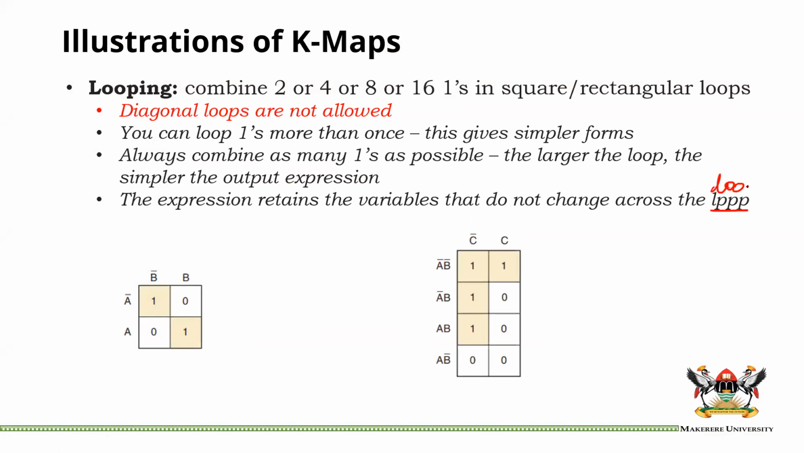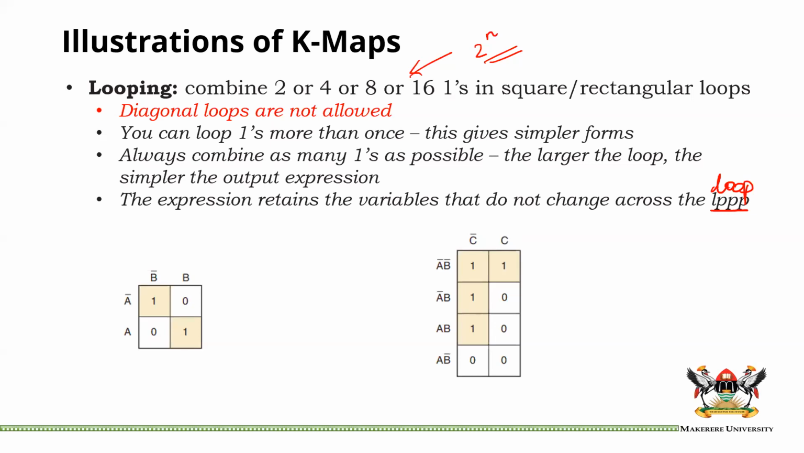This, for your information, is the word loop. So when we loop, we combine 2 or 4 or 8 or 16 ones. If you notice, this is a power of 2. So if 2 ones are next to each other, we can loop them. If they are 3, we cannot loop 3 ones. A lot of you will end up looping 3 ones and I'll laugh. We only loop ones in powers of 2, so either 2 or 4 or 8 or 16.